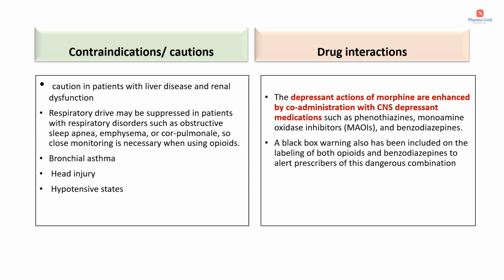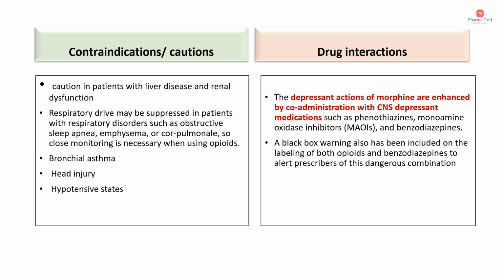Then other contraindications include bronchial asthma, head injury and hypotensive states. Then moving on to the drug interactions, the depressant actions of morphine are enhanced by co-administration with CNS depressant medications such as phenothiazines, monoamine oxidase inhibitors and benzodiazepines.